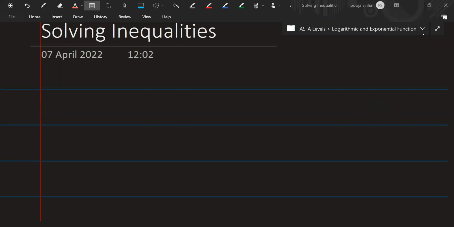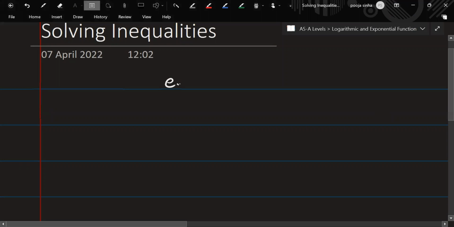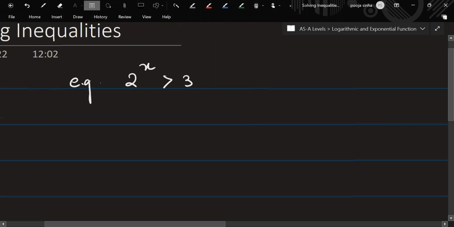So we are talking about solving inequalities, and you know what is inequality, right? Whenever there is not an equal to sign and you have greater than or less than sign, then we call it an inequality. Let's take an example. Suppose we have 2 raised to power x greater than 3. This is an inequality. Right? And how do you solve this?